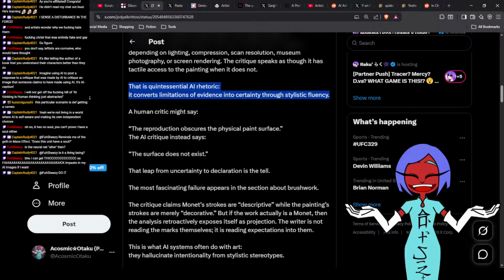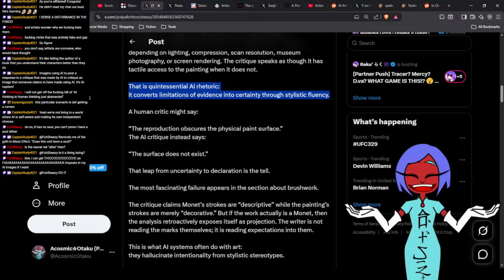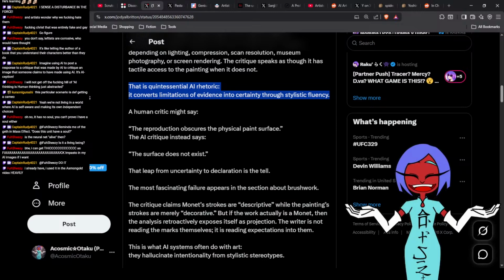Fushizi says, by the way, I can get thick as fuck impasto in my AI images if I want. Yeah, it turns out you can prompt for a lot of this stuff, right? Captain Rudy says, do it. Fushizi says, I already have. I used it in the Asmongold video heavily. Ooh, I'm going to have to check that out at some point. But we're going to get through this.